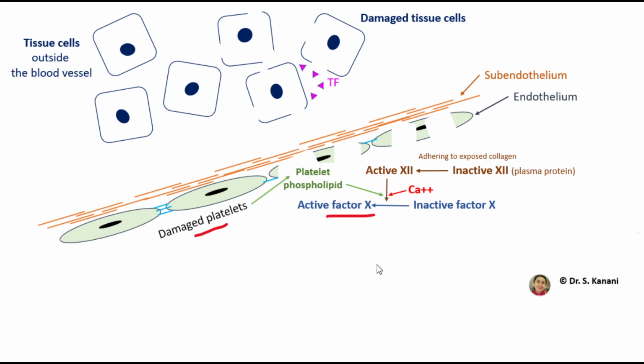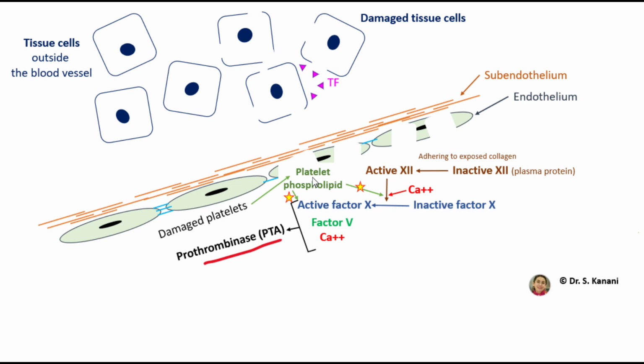by active 12. And we know when factor 10 is active, it binds to factor 5 and calcium ion to build the enzyme prothrombinase. But it is important to note that platelet phospholipid also is a catalyst for this reaction. Basically, platelet phospholipid also speeds up binding active 10 to factor 5 and calcium ion. Basically, we can say platelet phospholipid speeds up formation of prothrombinase.